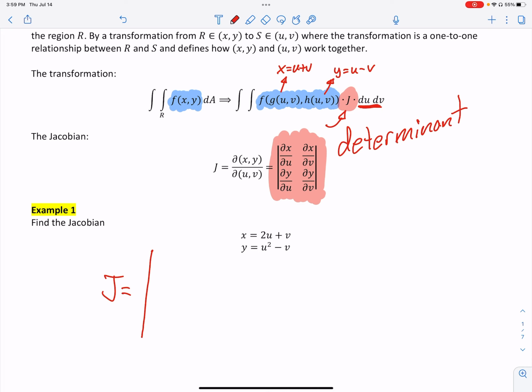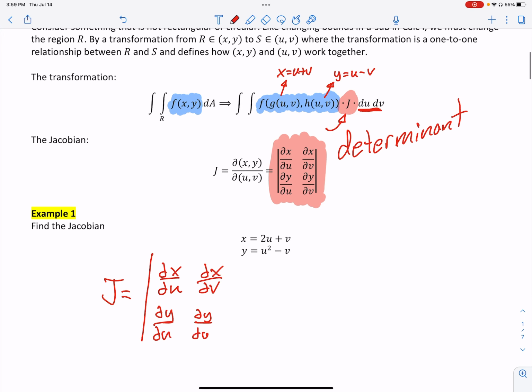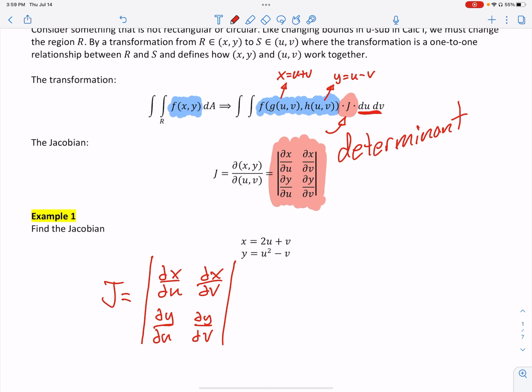It's the partial of x with respect to u. Right? Let's write this out. Partial of x with respect to u, partial of x with respect to v, partial of y with respect to u, partial of y with respect to v. You can see it's pretty easy to memorize. Just goes through each one.